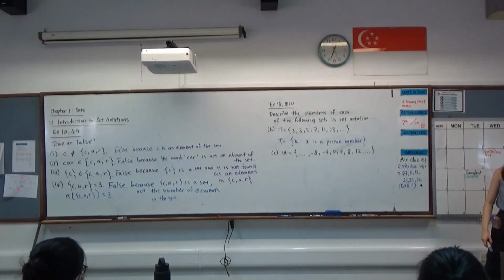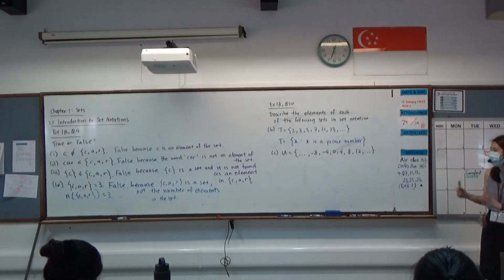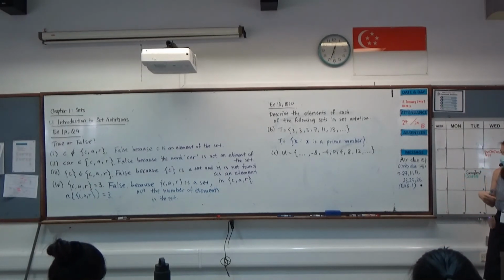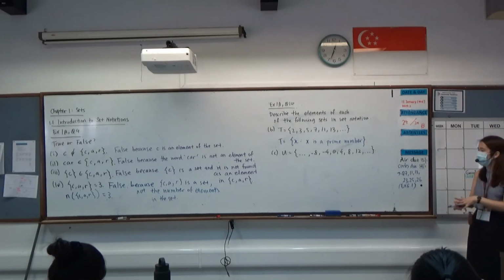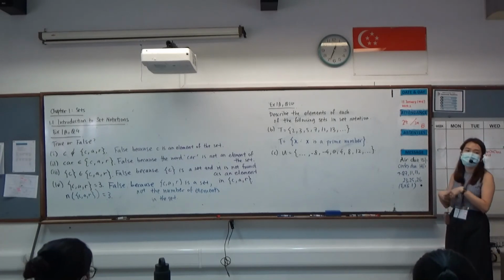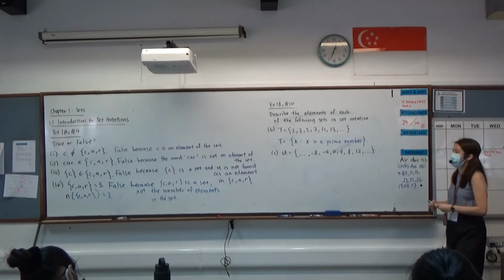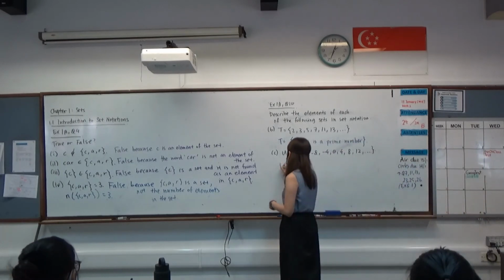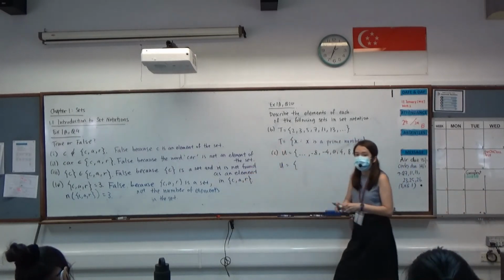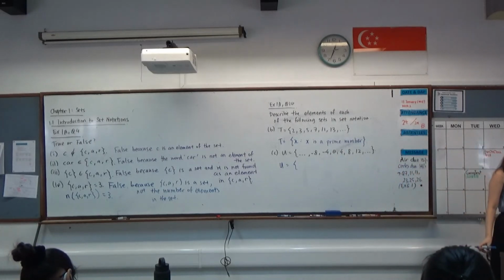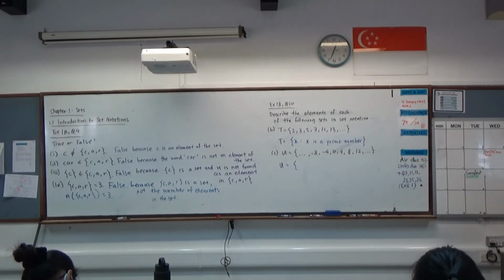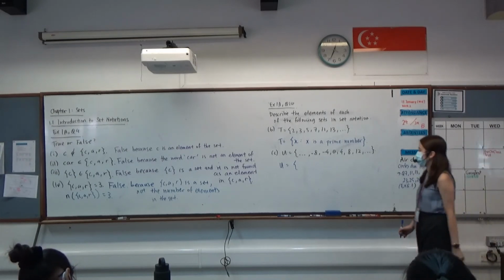We have U such that the elements are from very far away until negative 8, negative 4, 0, 4, 8, 12. How will you describe this set? Joanne, what do you think? Yes, multiples of 4.